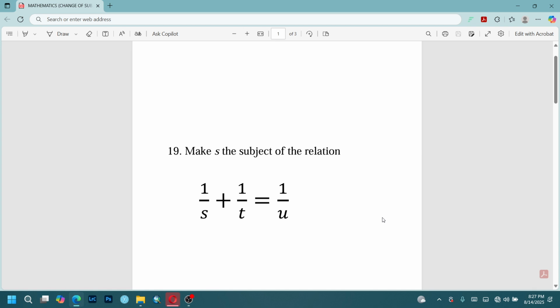In today's series, we will be solving a practical change of subject question in mathematics. So let's quickly delve into the question given to us by our consultants. Make s the subject of the relation: the fraction 1 over s plus the fraction 1 over t equals the fraction 1 over u. So this is the question, and let's quickly delve into it.